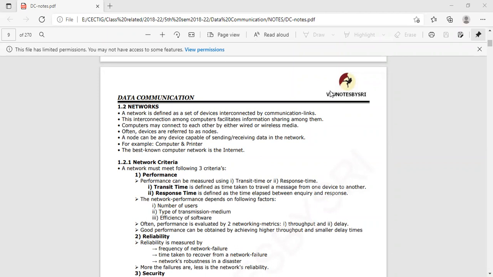And response time. Response means, suppose in the class I am discussing something, and whenever I ask something, you people give some response. This is called response time. I am asking a question, and the time you people take to answer that particular question, the time between the question and the answer, is called the response time.